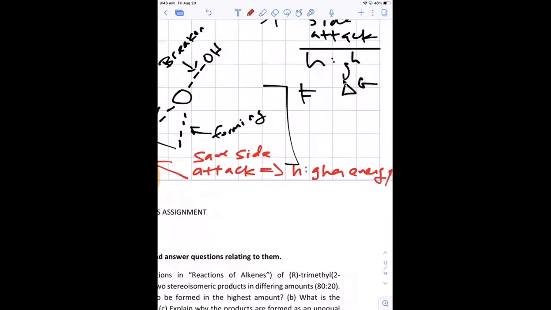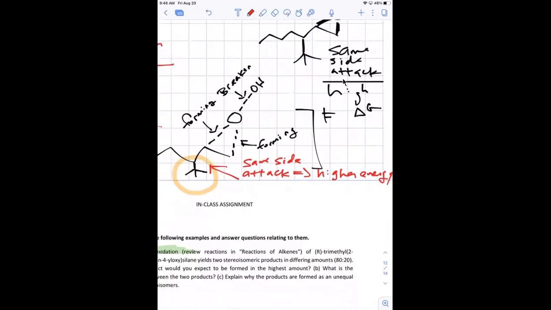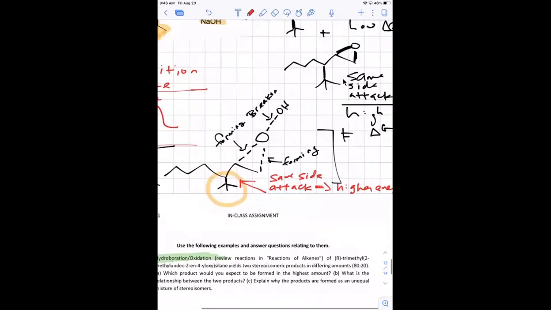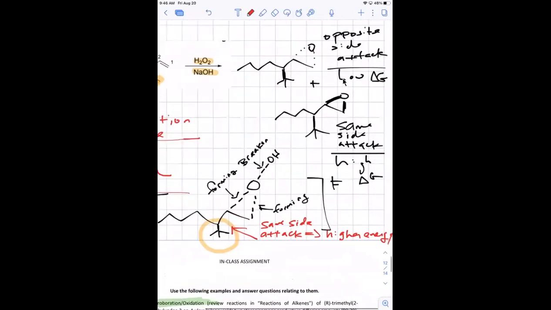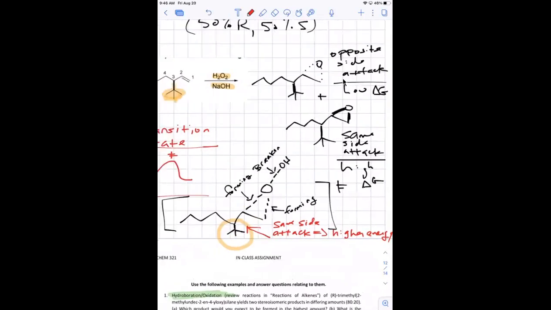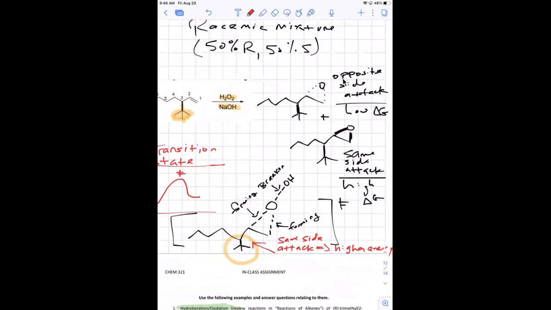Right, so same side attack is going to be higher energy. So the desired outcome is for the energy to be lower, right? So you really got two competing processes here, right? Front side attack and back side attack. So this opposite side attack is going to be what we call a major product. And then this one will be the minor product. Major meaning it's present in the highest amount, minor meaning it's present in a lower amount.